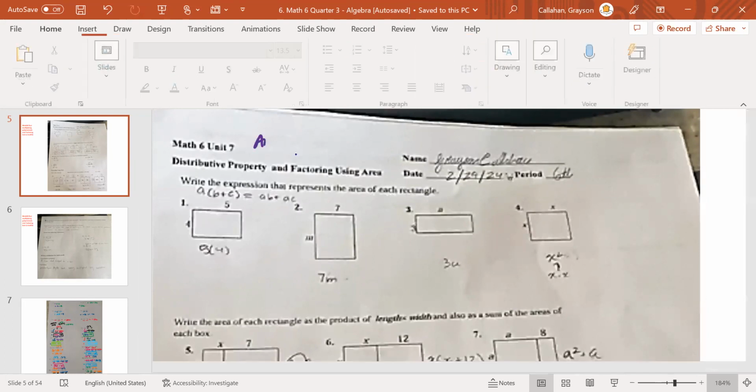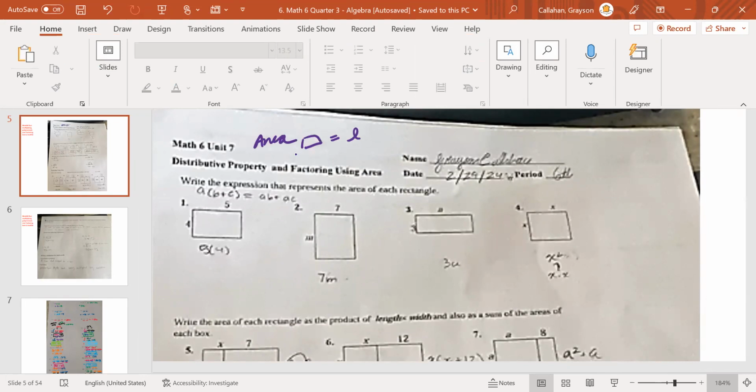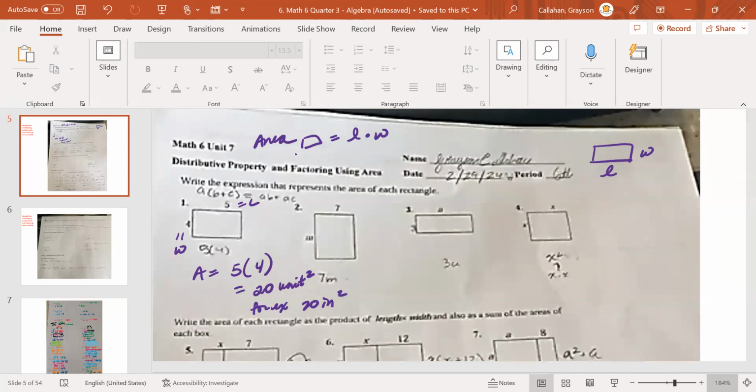So the area of a rectangle is length times width. If this is your rectangle, the length is generally the longer side of a rectangle, width is the smaller one. So here your length is 5, width is 4, so your area is 5 times 4, which is 20. And then your answer should be unit squared, okay? If you don't have a unit, like for example, it could be 20 inches squared, but since it doesn't have that, you just put unit squared.